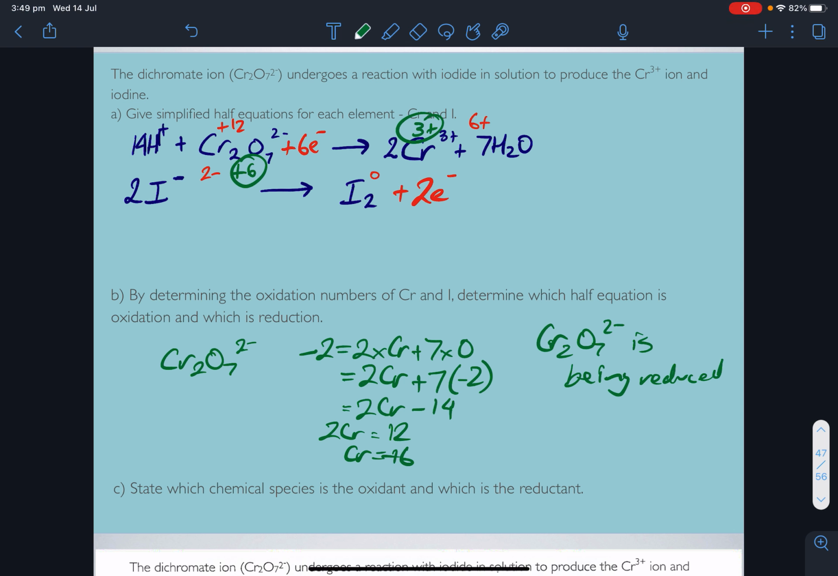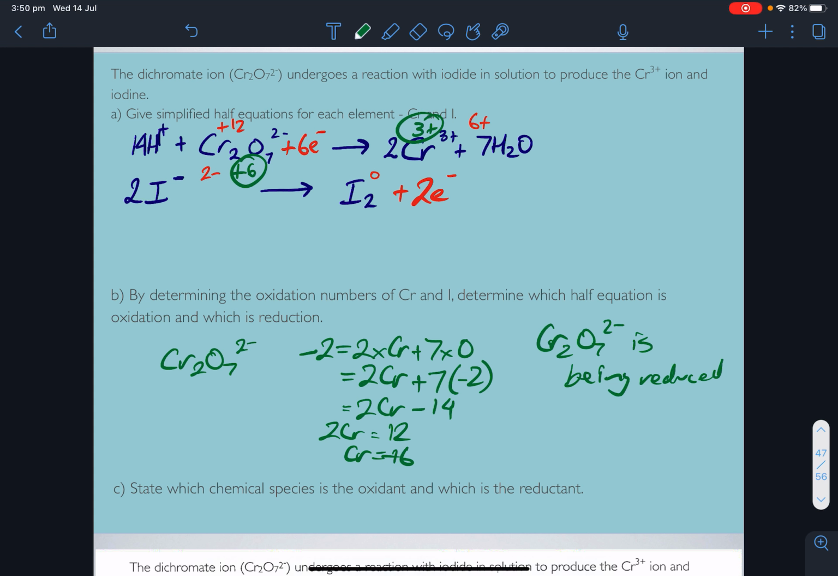I'm paranoid that I've got it around the right way. Why am I thinking wrong here? It's going from positive 6 down to positive 3. So it's reduction. And let's just check this one.